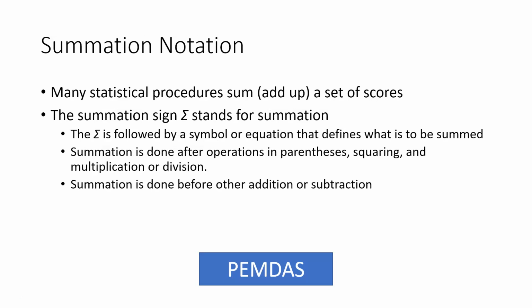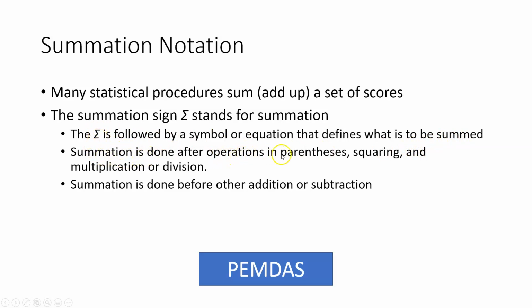Summation notation is required because many statistics make you add up a set of scores in order to compute the statistic. The summation sign, the Greek symbol sigma, stands for summation. You can see it there on the screen, sigma. The sigma is followed by a symbol or equation that defines what is to be summed. So it might say sigma x, and that would mean sum up your x.